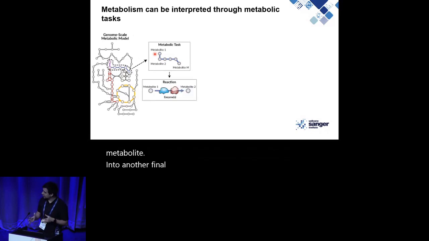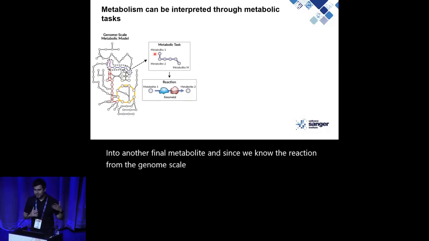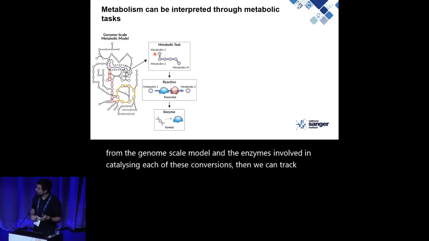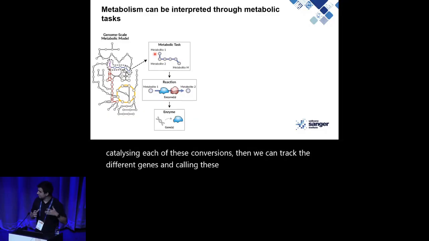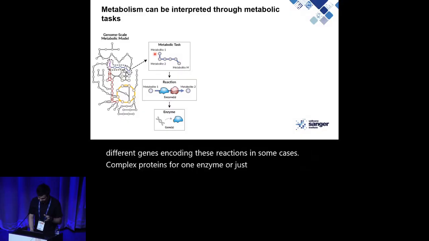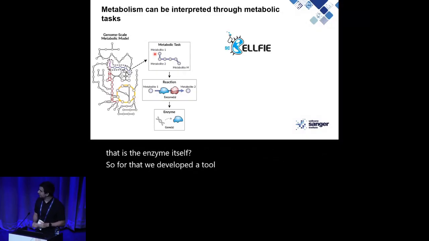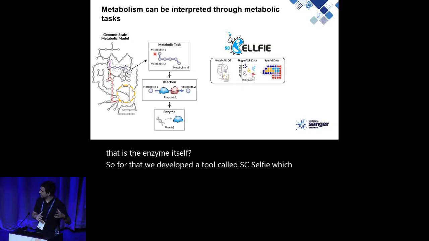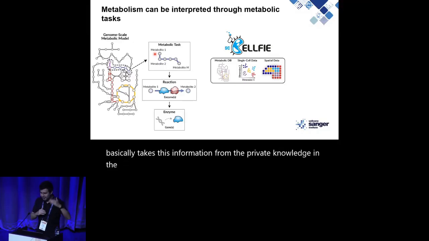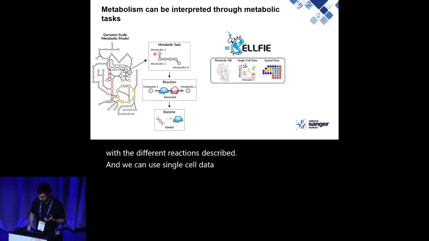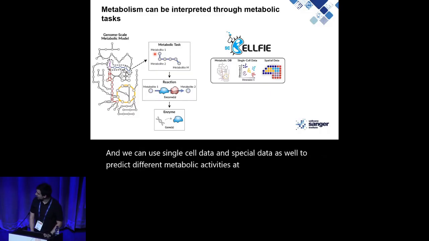And since we know all the reactions from the genome scale model and the enzymes involved in catalyzing each of these conversions, then we can track the different genes encoding these reactions. In some cases, it could be complex proteins for one enzyme or just a simple protein that is the enzyme itself. So for that, we developed a tool called SysMod, which basically takes this information from the prior knowledge in the genome scale models and a database of metabolic tasks with the different reactions described. And we can use single cell data and spatial data as well to predict different metabolic activities at the level of the metabolic task, as you can see here.